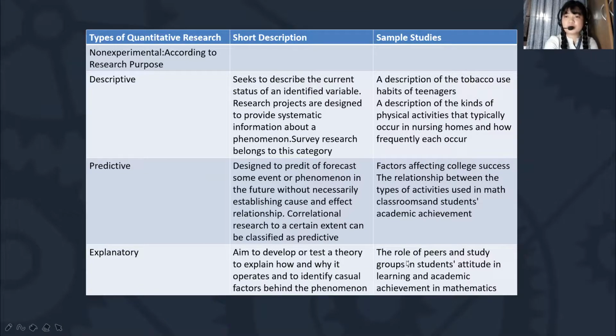Explanatory. So you're simply explaining your new theory that you have developed, which is if peers and study groups can help in the learning and academic achievement.